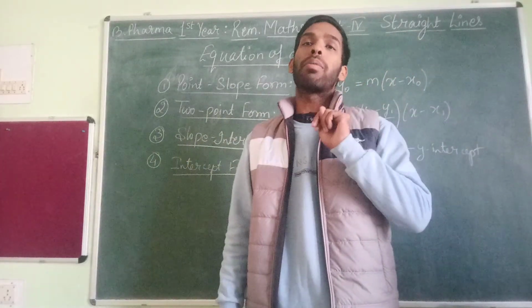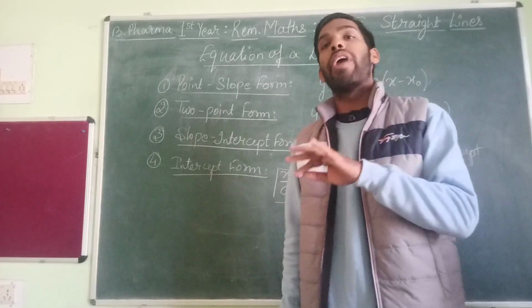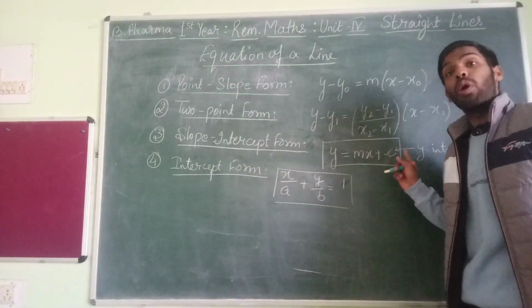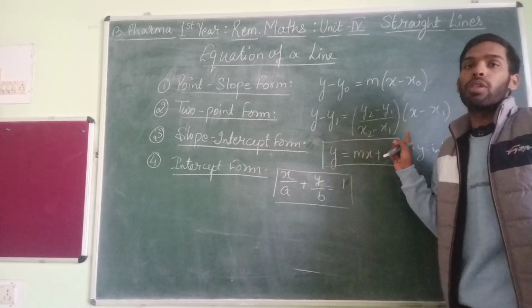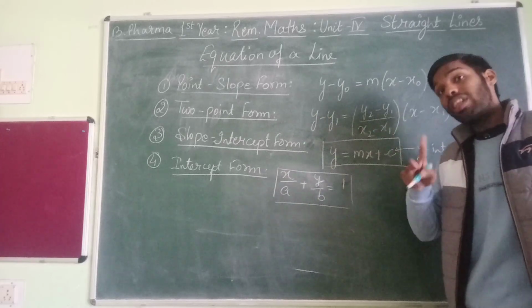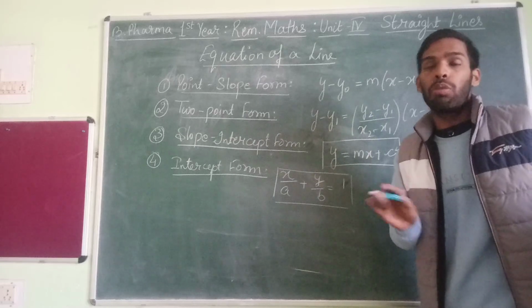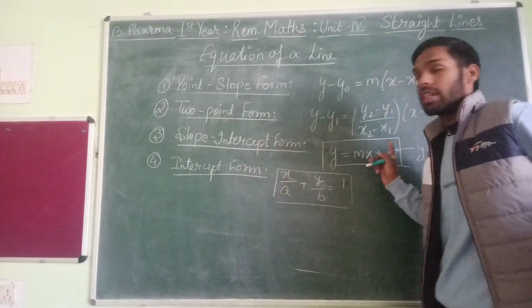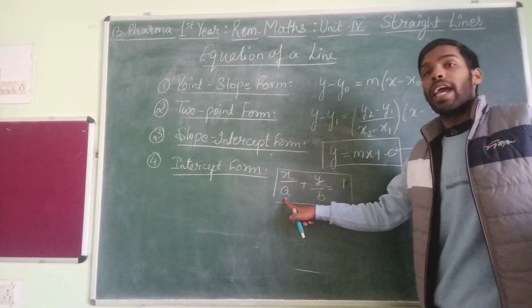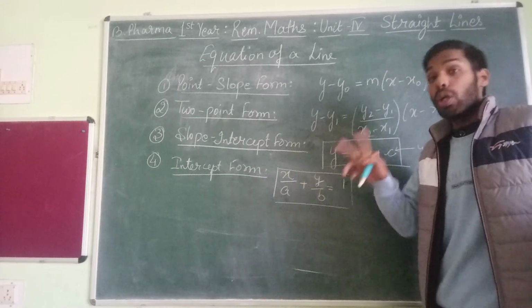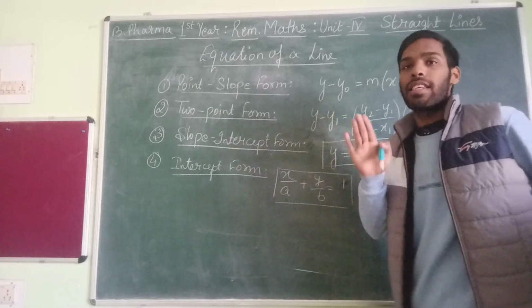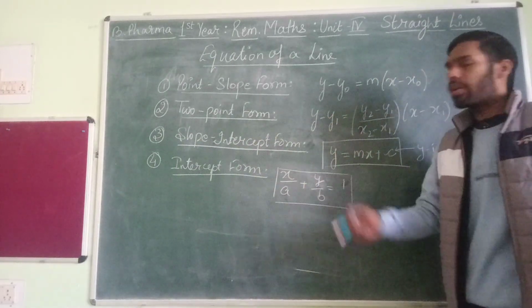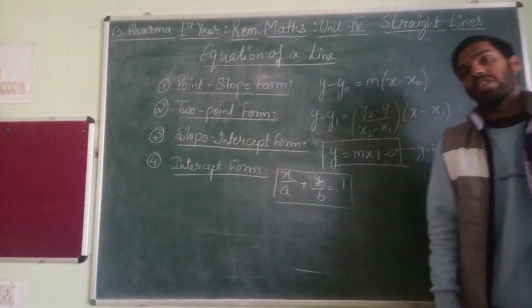Both intercepts will be given to you, the x-intercept as well as the y-intercept. What is the third form? If the y-intercept and slope are given, then you will use the third form, slope-intercept form. But if both the intercepts are given to you, slope is not given, that is the x-intercept and y-intercept, then you are going to use the intercept form. And here a is the x-intercept and b is the y-intercept. Don't interchange it. Then you can find out the equation of a line using the intercept form.